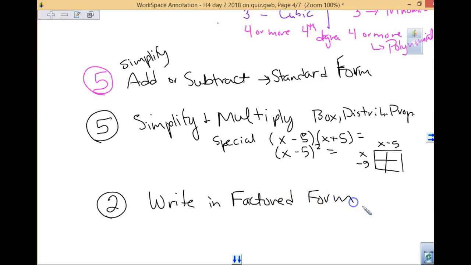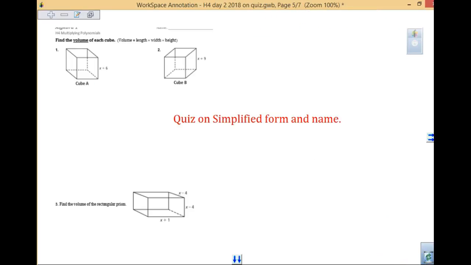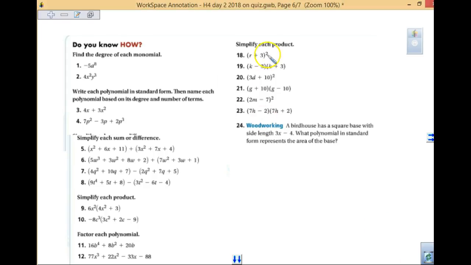And as you look at the review tonight, if you're looking at page 510, these are the simplified doing the product, right? So those are simplified doing product. These are simplify with the sum and difference. These are naming them, right? And putting them in standard form. These are telling just the degree.